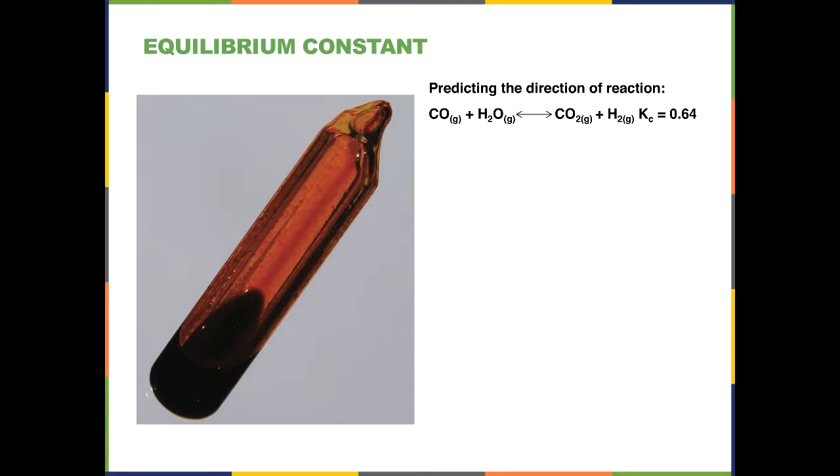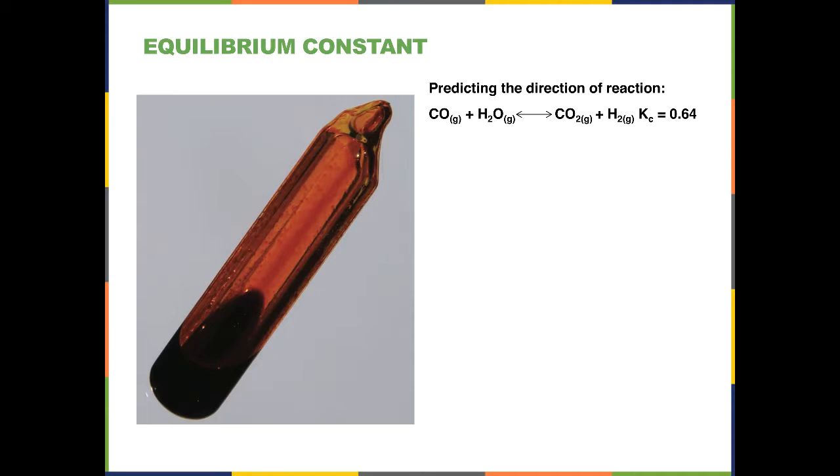We're going to look at how to predict the direction of a reaction. And if we say that a reaction is shifted to the right, we mean that we're favoring the products, in this case carbon dioxide and hydrogen. If we say that a reaction is shifted to the left, we're saying that we favor the reactants, which are carbon monoxide and water.